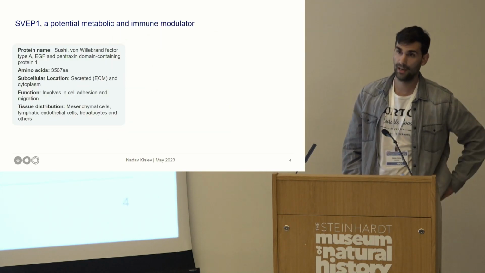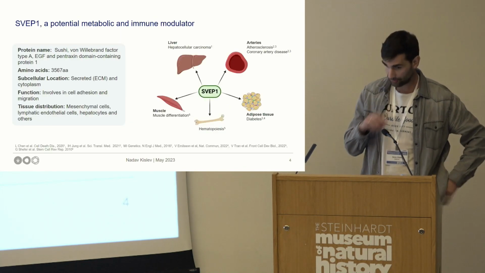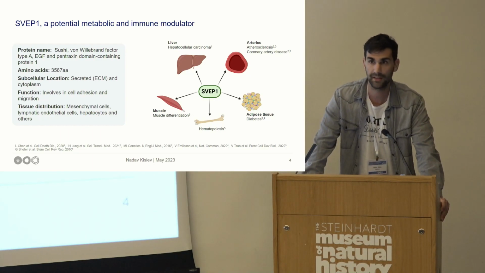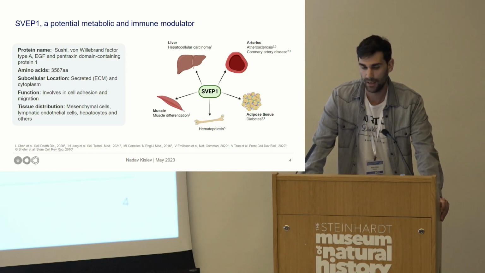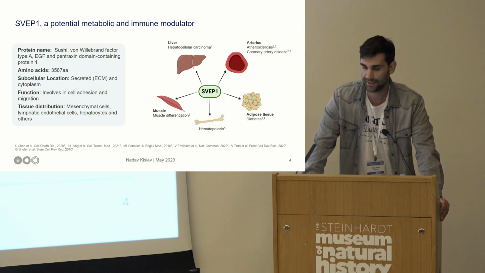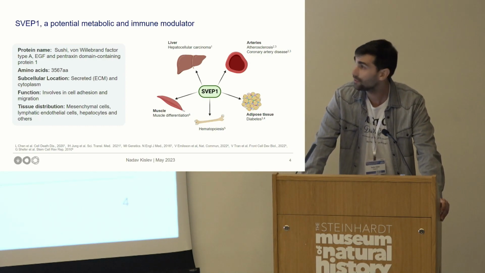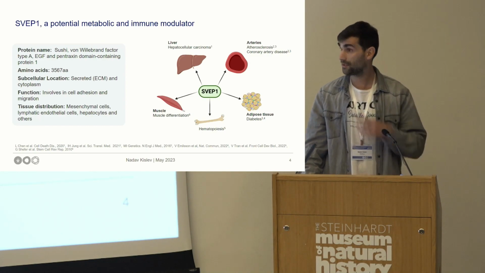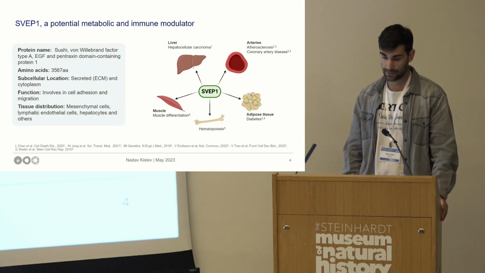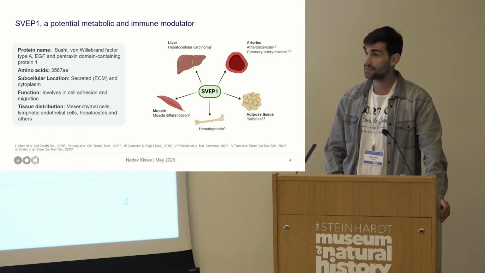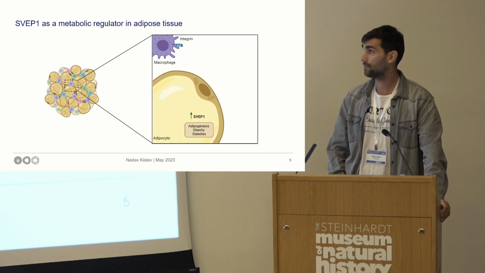Now in our lab we study SVEP1. SVEP1 is a 370 kilodalton protein. That's an ECM protein, a pretty big one. Of course it is involved in cell adhesion. It is expressed in mesenchymal cells and tissue, and it was previously shown to play a role in several metabolic diseases, like atherosclerosis, coronary artery disease, and also obesity and diabetes as well.